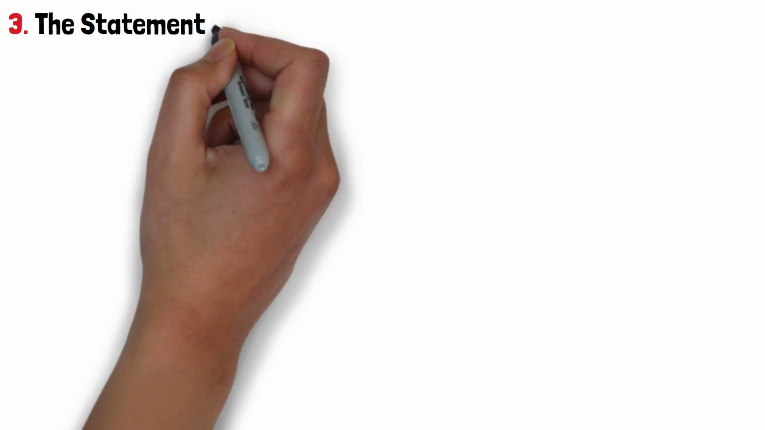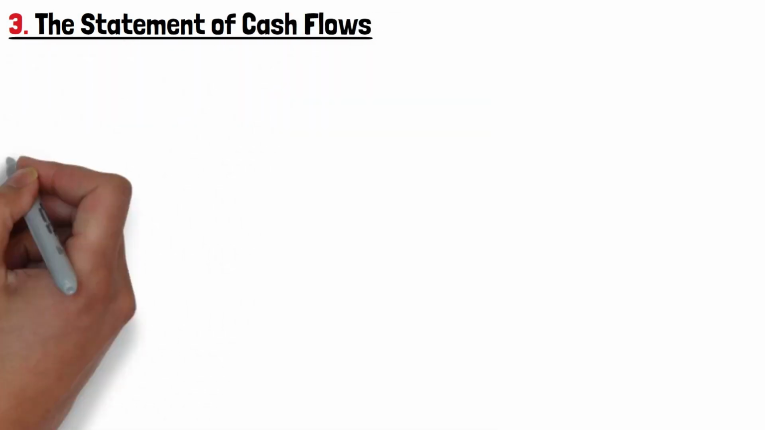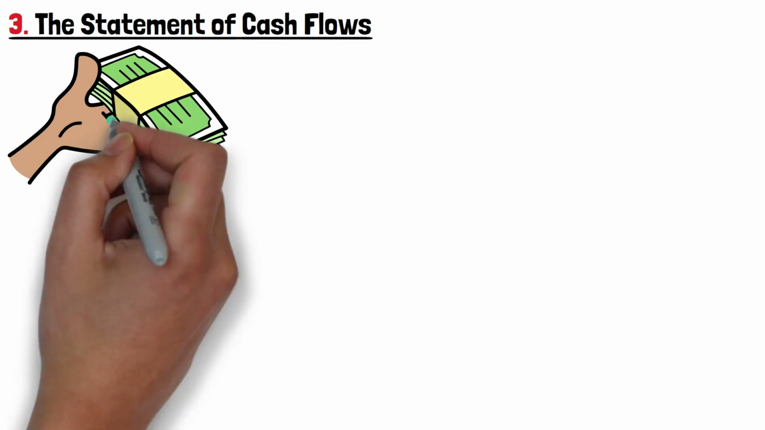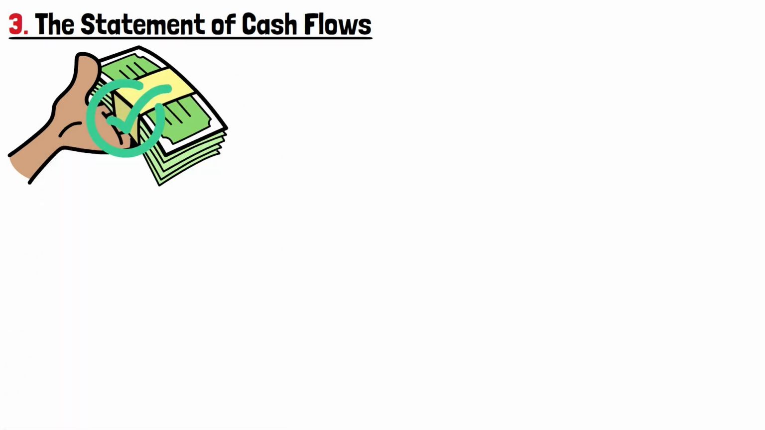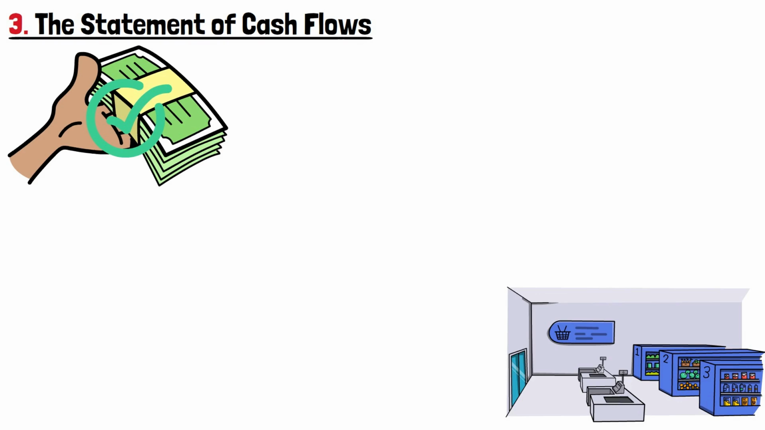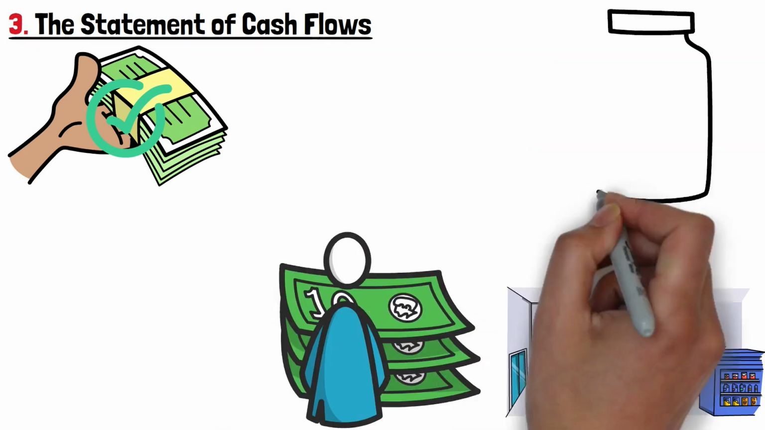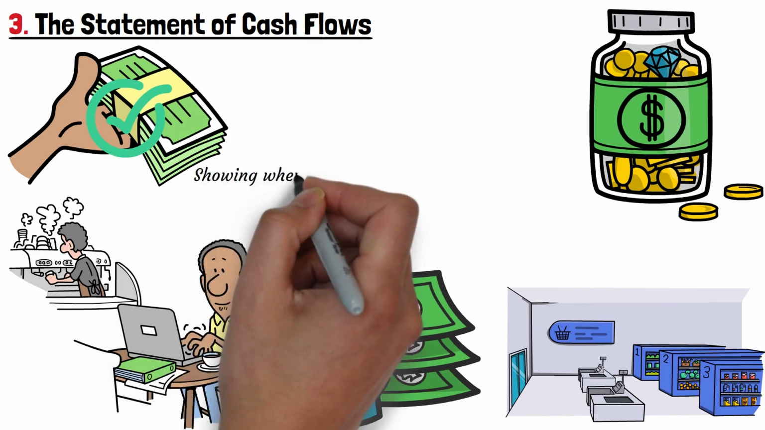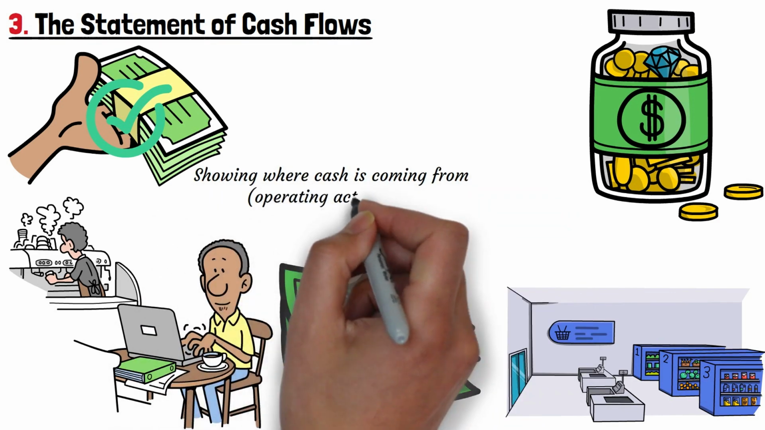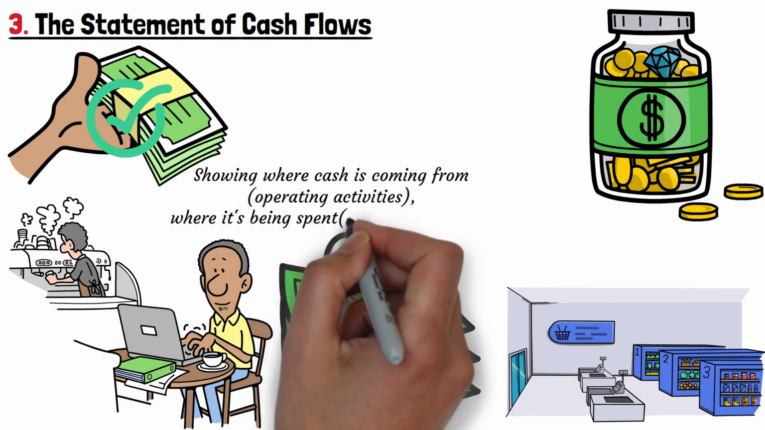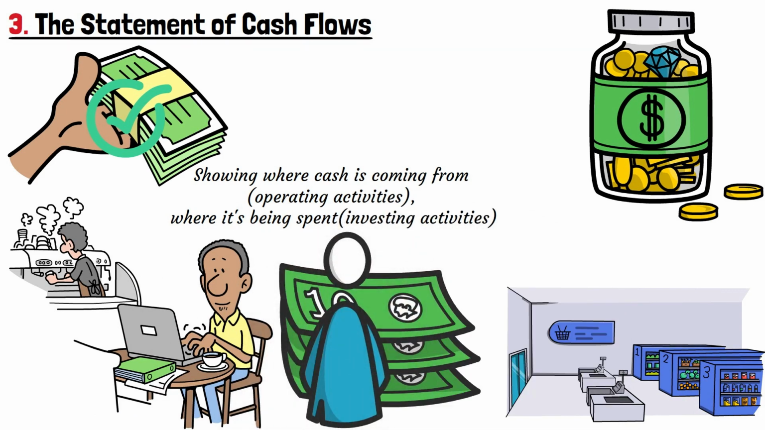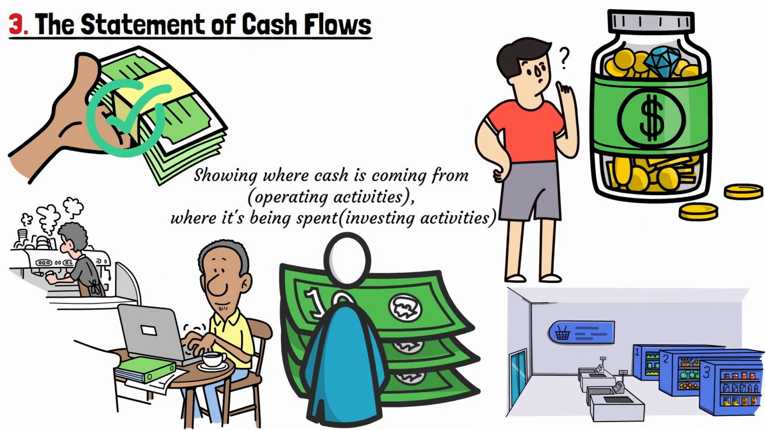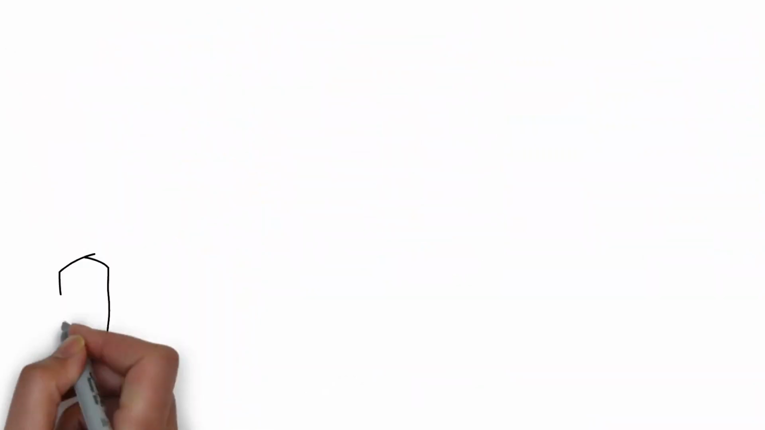Number 3, the statement of cash flows. Finally, we have the statement of cash flows. This statement tracks the actual flow of cash in and out of the company during the same period covered by the income statement. It's like following the money trail through the business, showing where cash is coming from, aka operating activities, where it's being spent, aka investing activities, and how the company is financing its operations, aka financing activities.